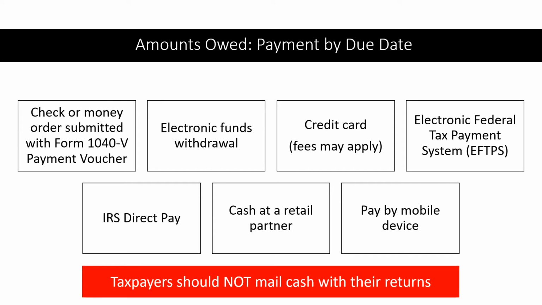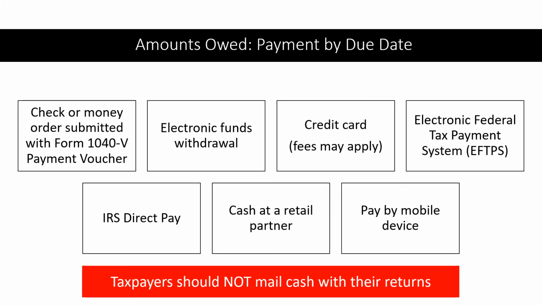So their options when they can pay by the due date are to send a check or money order with Form 1040V, which is the payment voucher. I always remember V for voucher. They can choose electronic funds withdrawal from their bank account. They can pay by credit card, but I always emphasize that there are going to be some fees associated with that. There's also the Electronic Federal Tax Payment System, or EFTPS. As we'll talk about more in a couple slides, it's really more for businesses and big tax payments, so it's really not something we see a lot with our clientele.